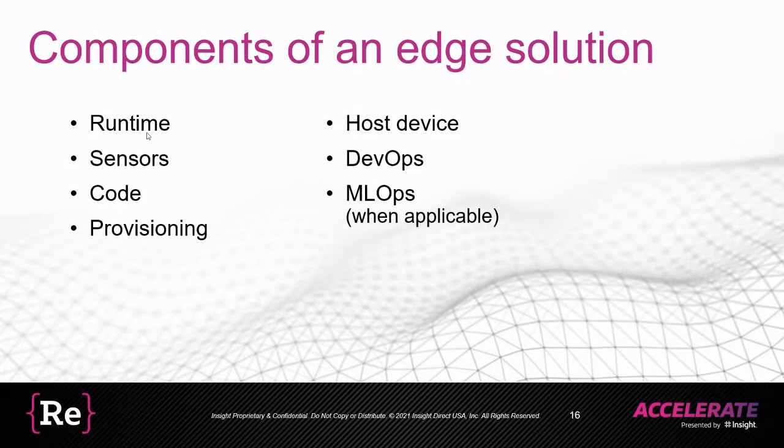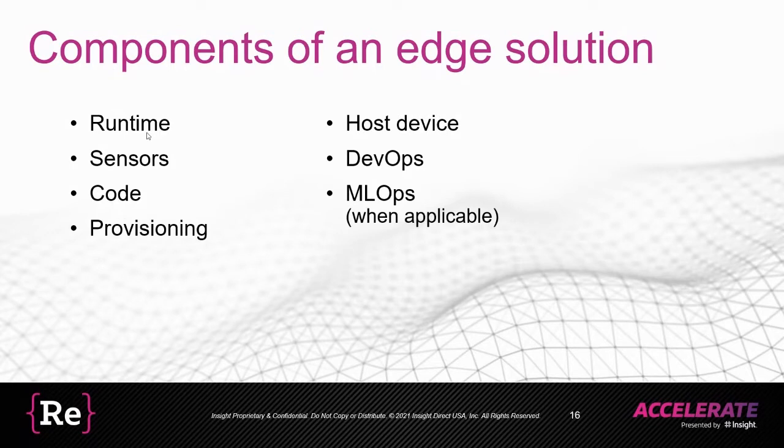Provisioning, we've talked a lot about that so far, but that's your ability to onboard the device securely into the cloud platform. There's the device itself and the physical device, and you have to think about electricity. You've got to think about things like memory and processor power and things like that, cooling. You have to think about all these things when you're developing these solutions.